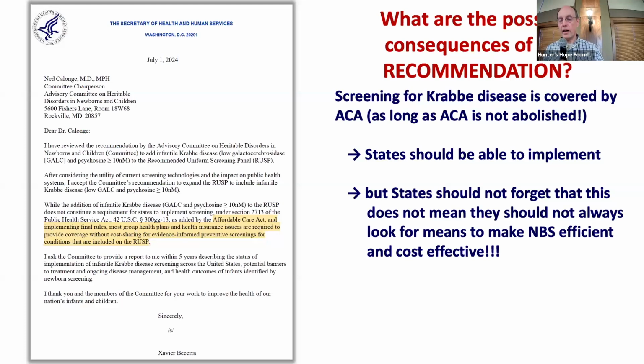Nevertheless, I think that even if it's covered, states should be conscientious about not creating havoc and always looking at how to reduce healthcare costs that are implied with newborn screening. So false positives means higher spending, maybe not in your screening lab, but downstream, and we should be aware of that.